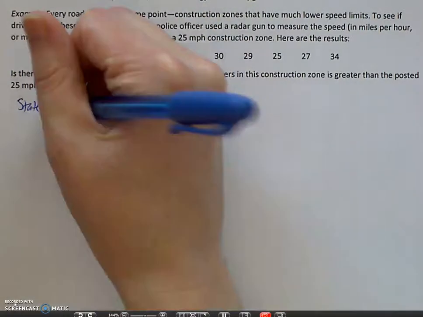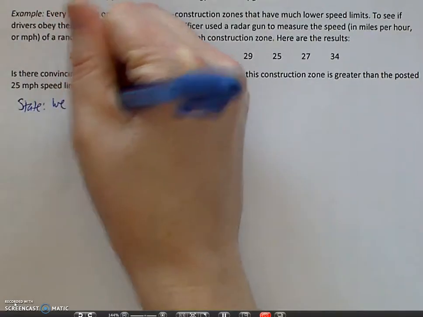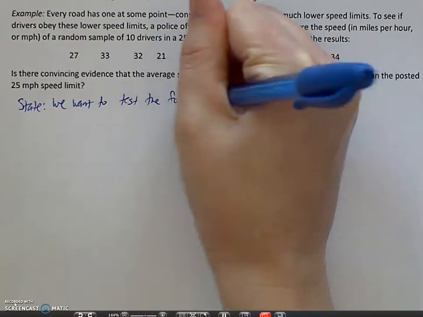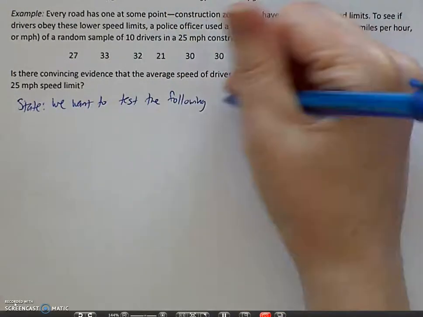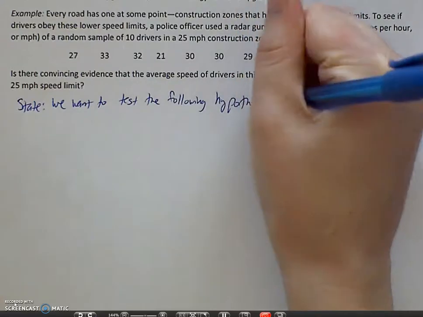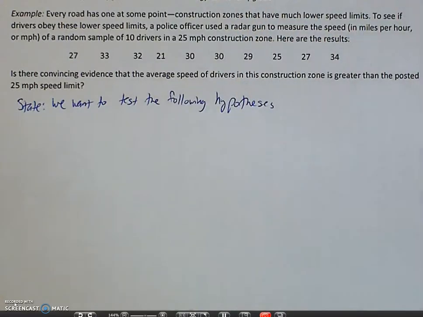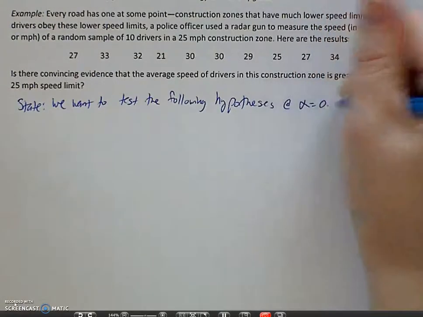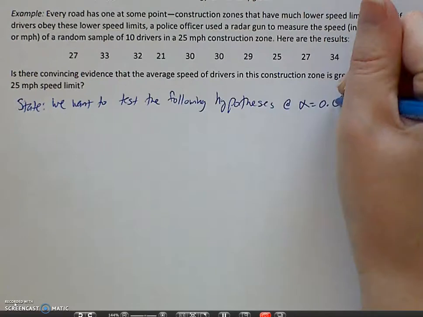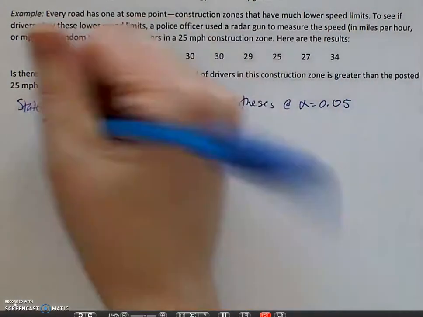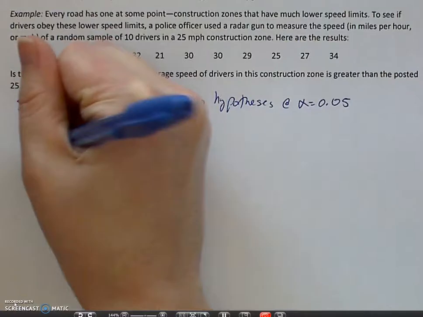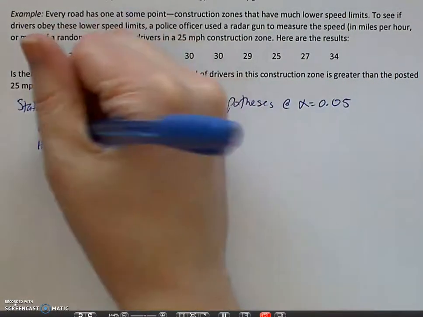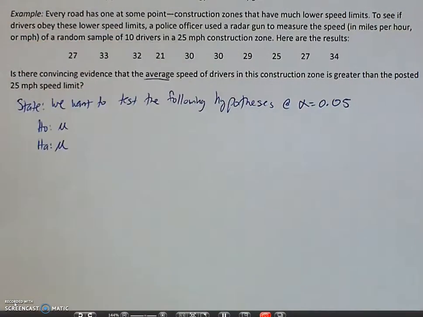So we want to test the following hypotheses. It didn't specify a significance level alpha, so we always just assume to use 0.05 unless it tells us. This is a problem about means, right? I know that because it said the average. So we're going to use mu as our symbol for our parameter.